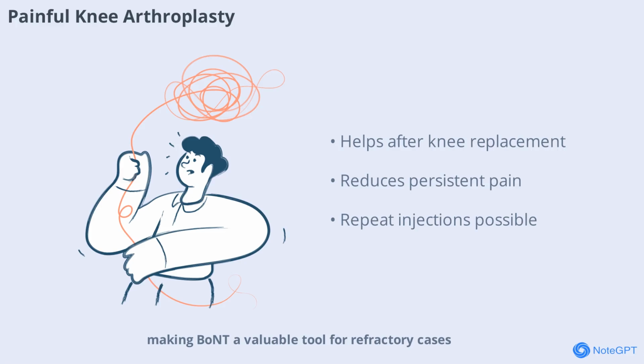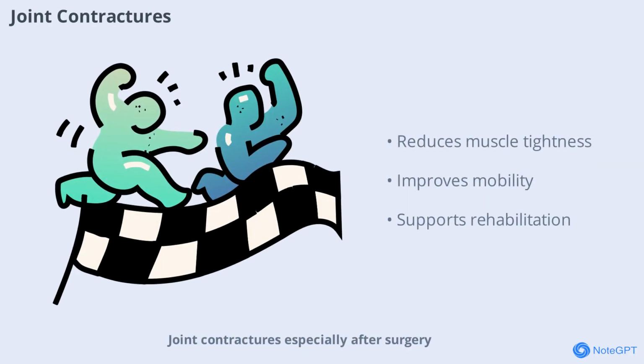Knee contractures, especially after surgery, can limit mobility and quality of life. BONT injections in specific muscles, such as the hamstrings or calf muscles, can reduce tightness and facilitate rehabilitation. This approach is particularly useful when physical therapy alone is insufficient. Studies have shown improvements in range of motion and function, supporting the use of BONT as part of a comprehensive rehabilitation plan.